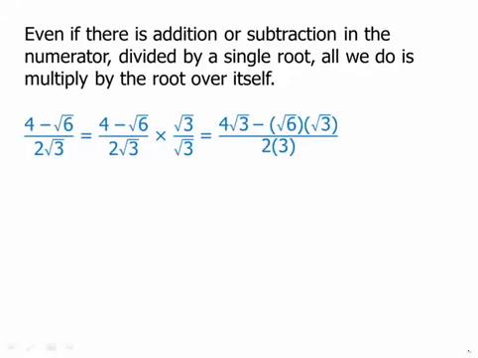That root 6 times root 3, remember that root 6 is root 2 times root 3, so we can multiply the two factors of root 3 together to get 3, and then we're just left with a root 2 left over. So what we wind up with is 4 root 3 minus 3 root 2 over 6, and that is the fully rationalized form.